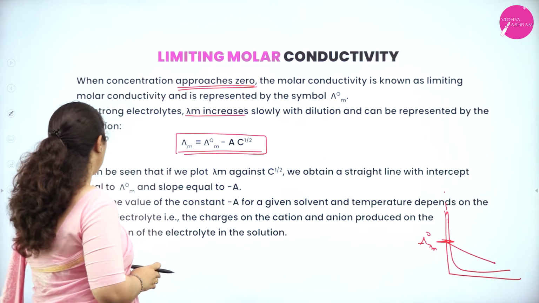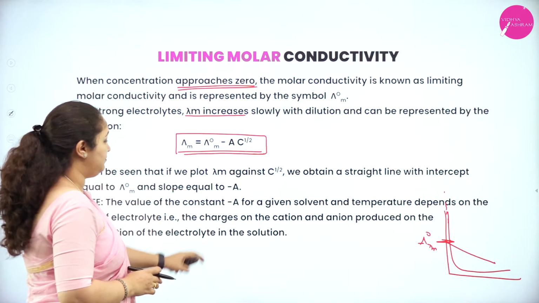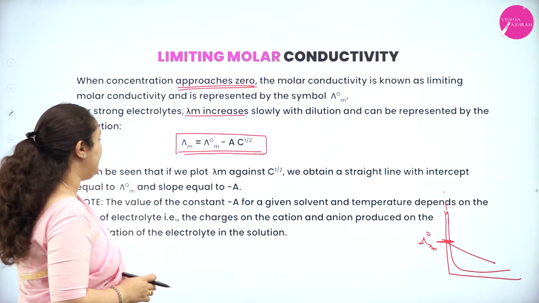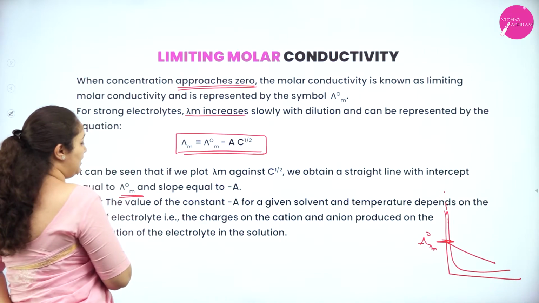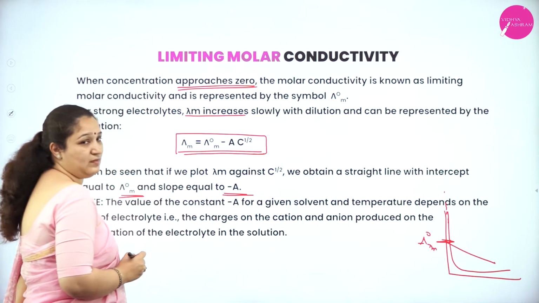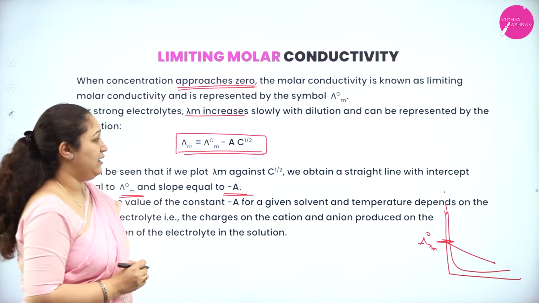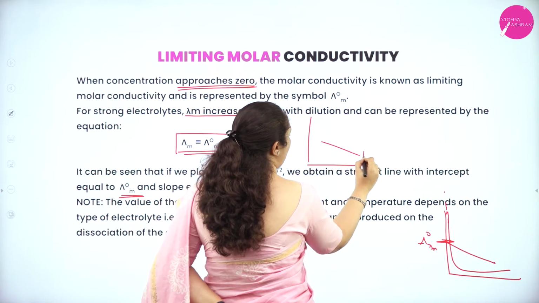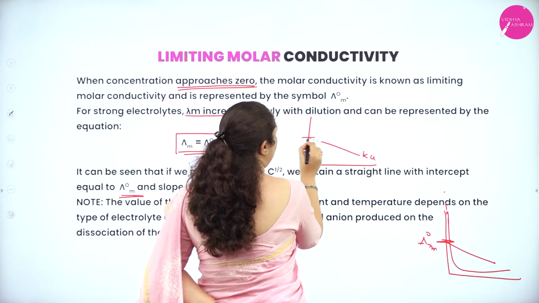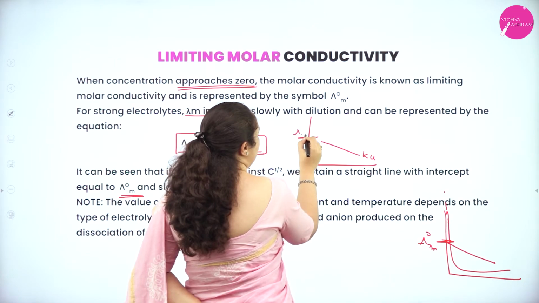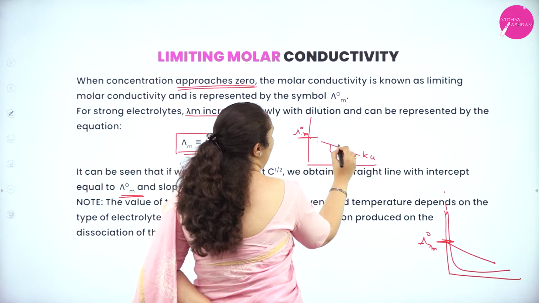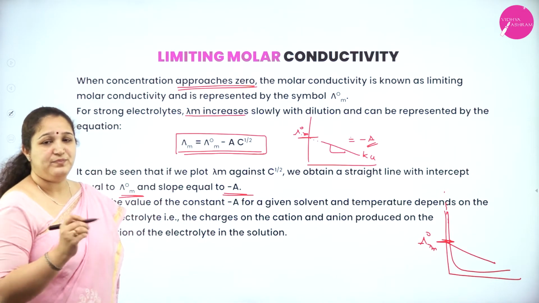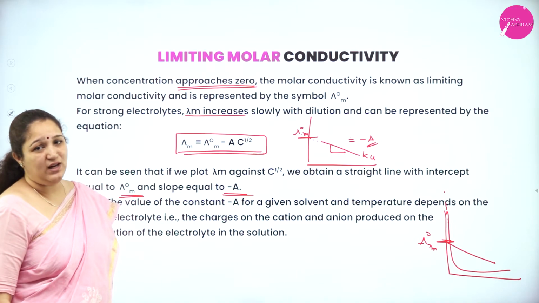Okay. So as we can see, if we plot molar conductivity against C to the power half, we obtain a straight line whose intercept is equal to the limiting molar conductivity, and slope is equal to minus A. That is the same graph which we are talking about. This is for a strong electrolyte. On extrapolating, it will meet the y-axis, and that's called the limiting molar conductivity, and slope will be equal to minus A. That is from the formula. Okay. So that's about the limiting molar conductivity.